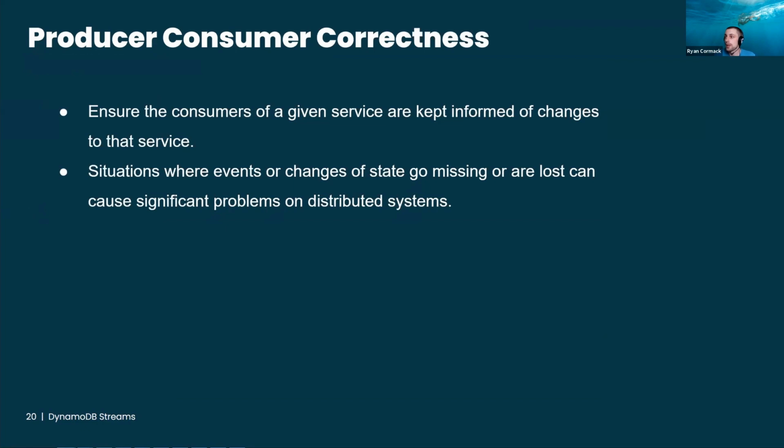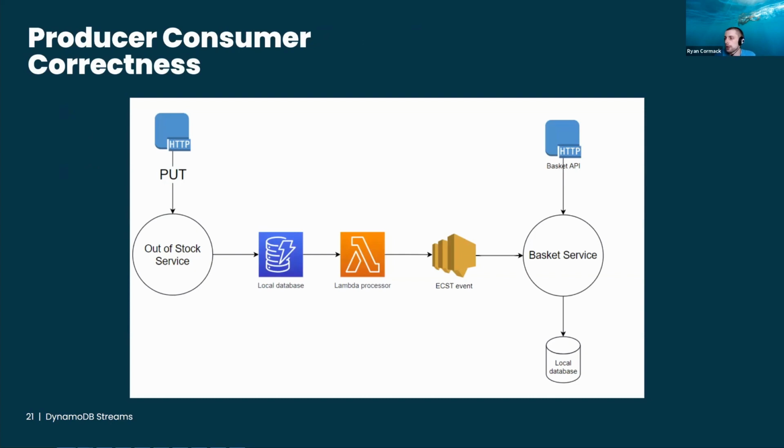So again, Dynamo and Lambda is a really great way to stop this from happening. Using these two together, we can be ensured that all consumers of a given service are always kept up to date of a change, and we decouple the concept of writing to our local database and then publishing our event out across the platform. So to get around this problem, this is how you can maybe design a system like this. We've still got our HTTP requests getting written to our API and writing to our database.